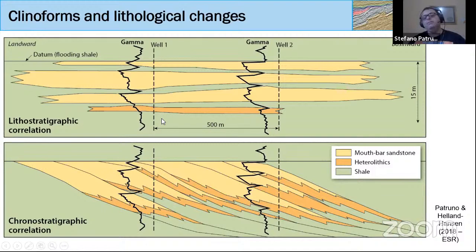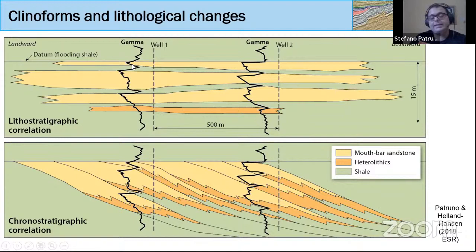So let's go back again to the concept of diastemic, and why do we see certain clinoforms and we don't see other clinoforms? So this slide over here shows a concept that lots of people know: the difference between lithostratigraphic correlation between two wells. In two wells, here we see one sand, another sand, a third sand. Also here we see three sands. You correlate sand with sand in most cases.